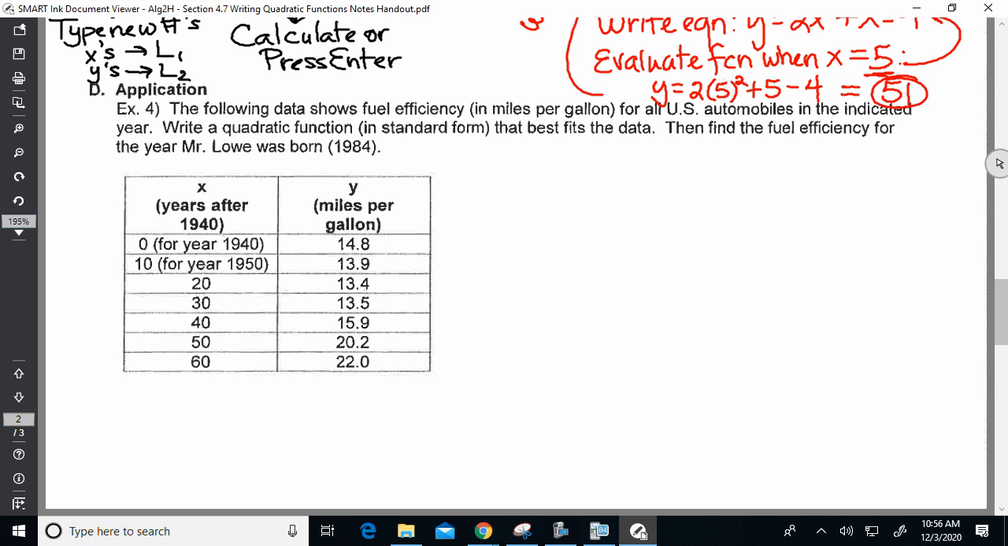So I'm going to do part B. We're going to do an application of making a quadratic function. This one involves fuel efficiency of an automobile. Fuel efficiency, miles per gallon for all U.S. vehicles in an indicated year. Write a quadratic function that fits the data. Find the fuel efficiency for the year Mr. Lowe was born, 1984.